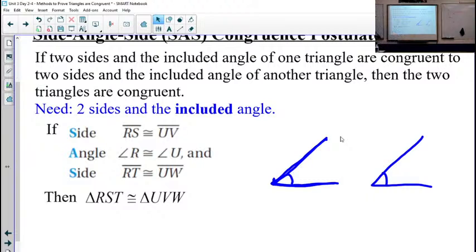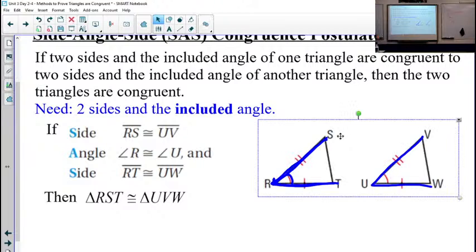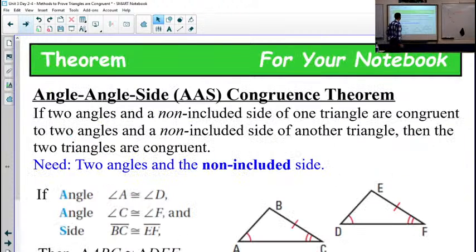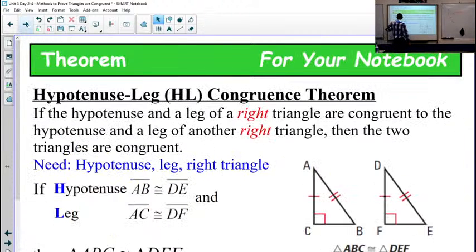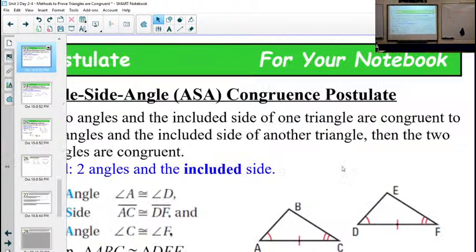But it has to be the angle that's included. It can't be the angle like up here or over here. That's not the angle that's included between them. So I want the two sides and the angle included in between them. That's side angle side. Then I could also have the same idea in reverse.